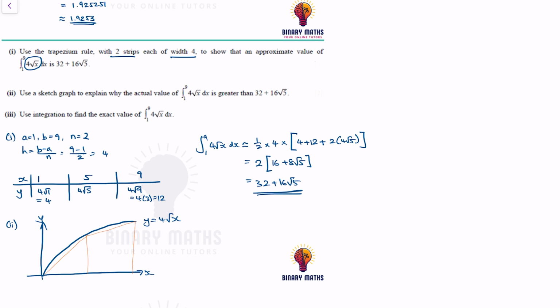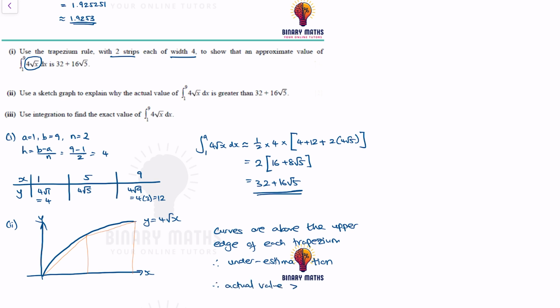So the curve is above the upper edge of each trapezium. Therefore, is it an underestimation? Underestimation. Therefore, the actual value is greater than 32 plus 16 root 5.